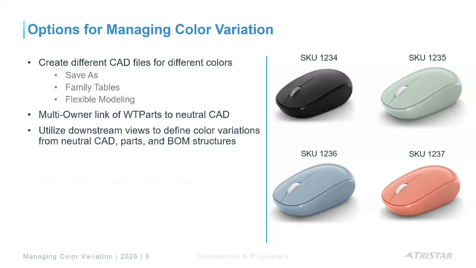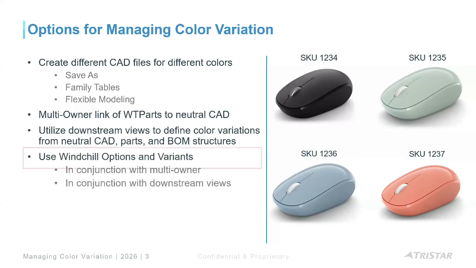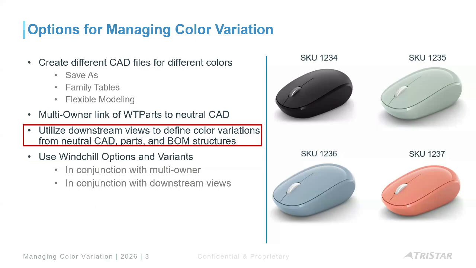What we're going to talk about today is the view stream in Windchill of a part and how you could use the view stream to define these color variations. So you only have one CAD model, one WT part, and from that you can define different variations used in different bills of material.